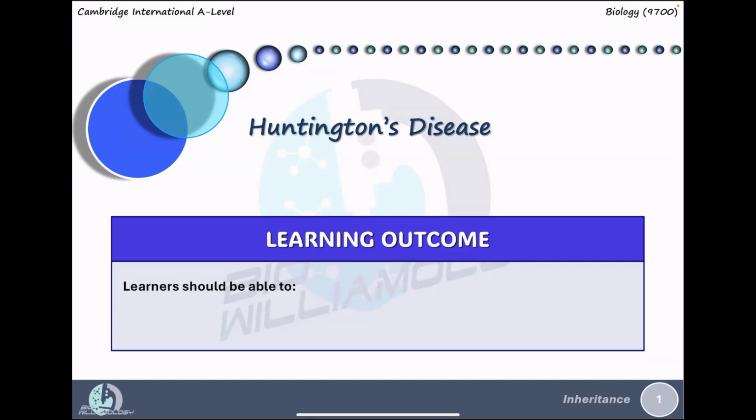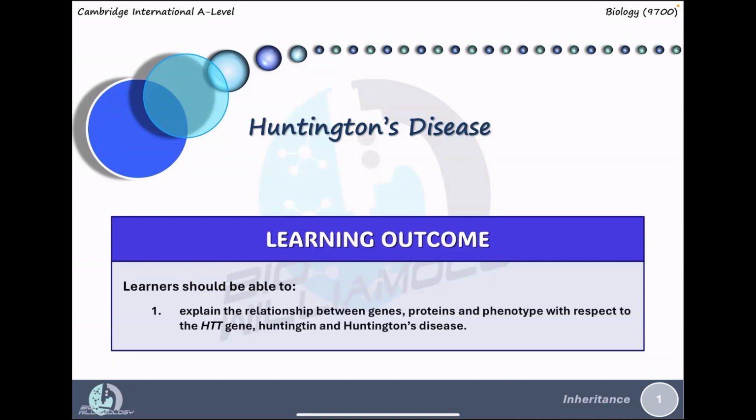In this lesson, we will explore Huntington disease. At the end of this lesson, you will be able to explain the relationship between genes, proteins, and phenotypes with respect to the Huntington gene, HTT, Huntington protein, and Huntington disease. Let's get started.